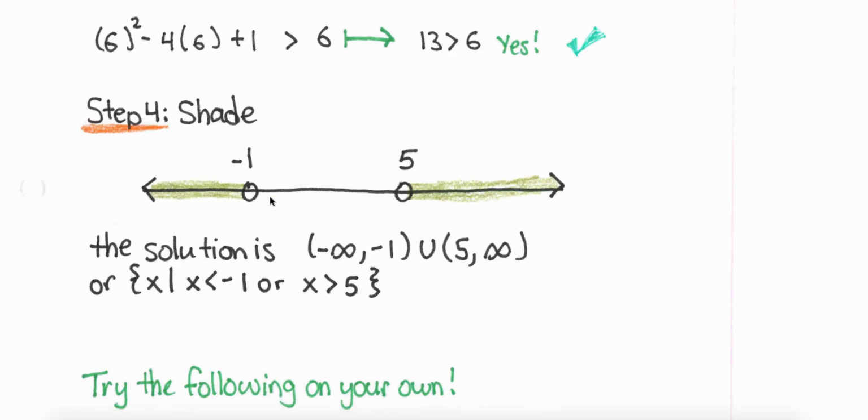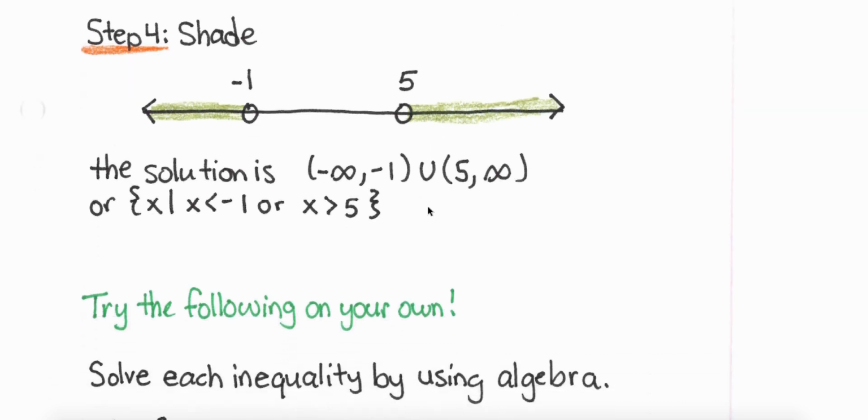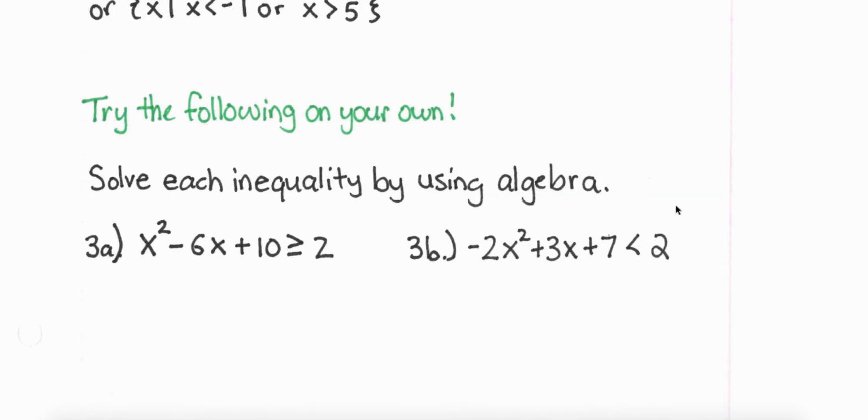So now I can shade those sections that were a thumbs up, part of the solution. So this goes from -infinity to -1, not including -1, united with 5, but not including 5, all the way to positive infinity. Go ahead and pause the video and try these on your own.